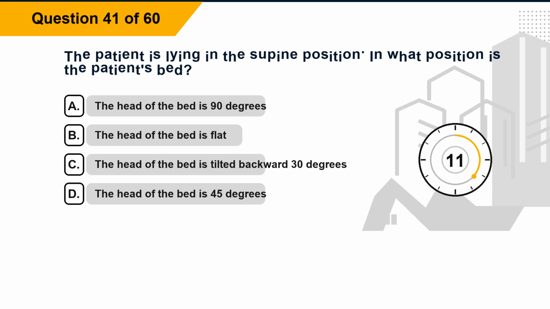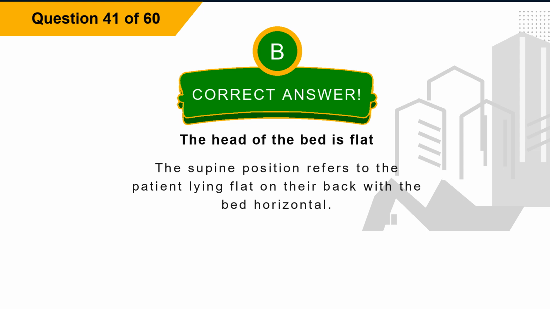Option A, the head of the bed is 90 degrees. Option B, the head of the bed is flat. Option C, the head of the bed is tilted backward 30 degrees. Option D, the head of the bed is 45 degrees. The correct answer is option B, the head of the bed is flat. Explanation. The supine position refers to the patient lying flat on their back with the bed horizontal.